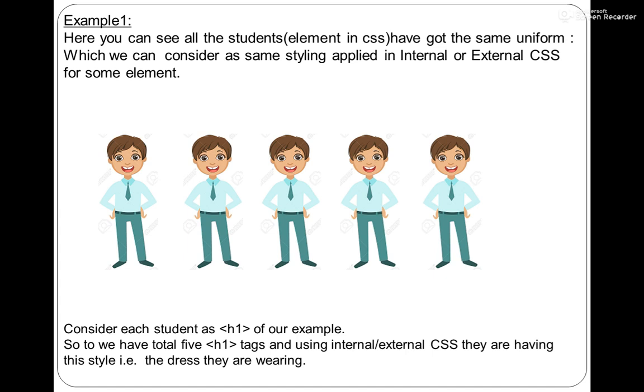Now you can see that all have got the same uniform, which means they have the same styling. Why? Because I have used either internal or external CSS to style these H1 tags, which are 5 in number. So it is similar to the earlier example. In the earlier example there were a total of 3 H1 tags. In this example there are a total of 5 H1 tags, which have similar styling, so they are appearing the same. Agree? So these tags have the styling given by the internal or external CSS.